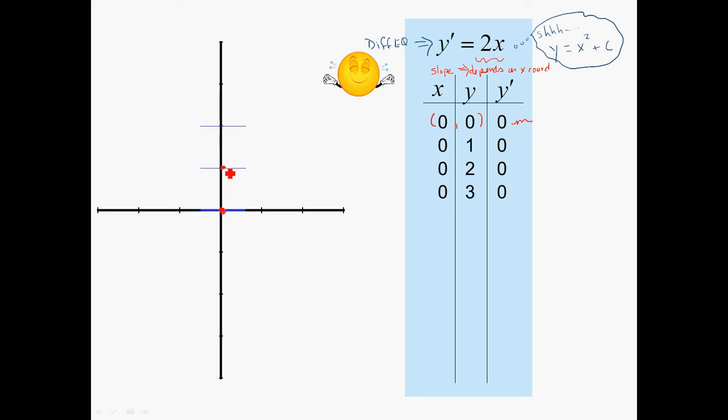And what do you notice? At every x value of 0, the slope is 0, right? I'm going to draw a horizontal line segment because these didn't matter. The only reason they don't matter is because of the differential equation. The slopes are 2 times the x-coordinate. So wherever x is 0, the slope is 0. So hopefully you can see where I'm going to go from here, right?